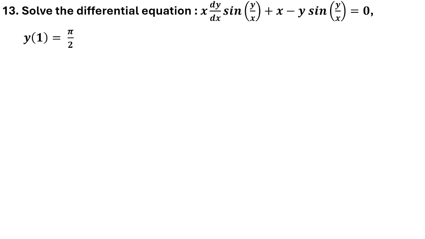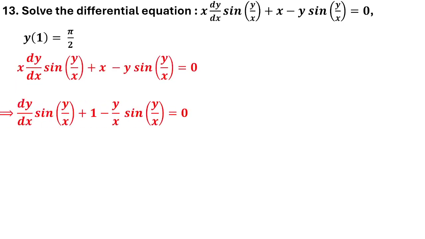Well, solve the differential equation. x into dy by dx into sine of y by x plus x minus y into sine of y by x. All of you please take note that whenever you are having sine of y by x, cos of y by x, tan of y by x, e power y by x like that, then these types of equations are homogeneous only, whether it is y by x or x by y. Now everywhere you should get y by x, y by x. Therefore, let us try now.